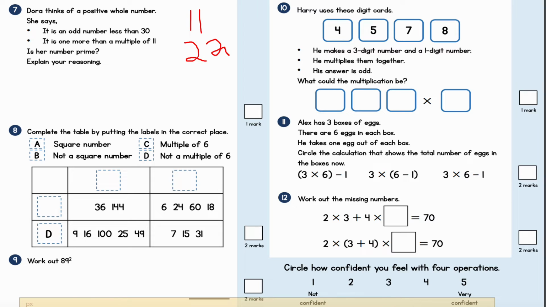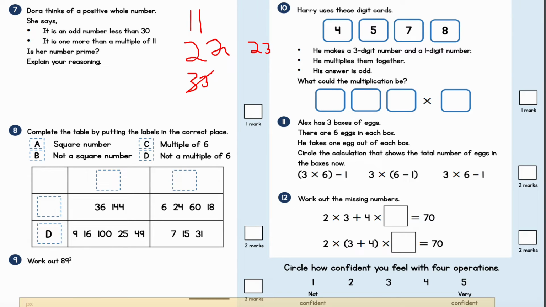The next one would be 33, but I can't include that because it says it is an odd number less than 30, so it has to be less than 30, and it says it's one more than a multiple of 11. Well, I can have the number 23, because that's an odd number, and 23 is prime.